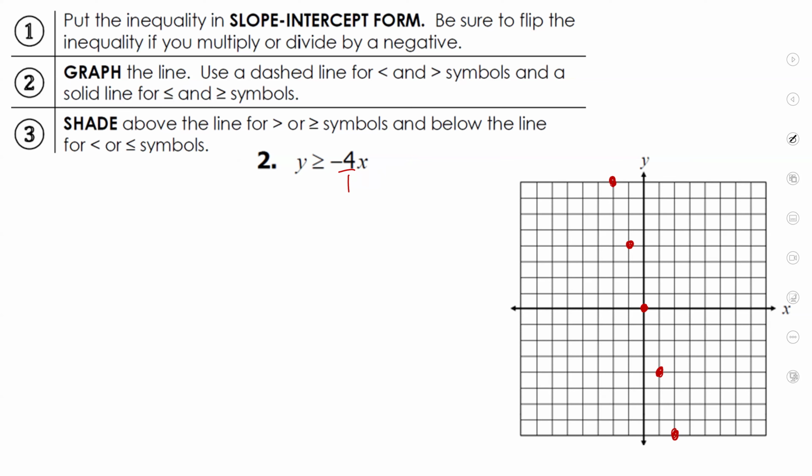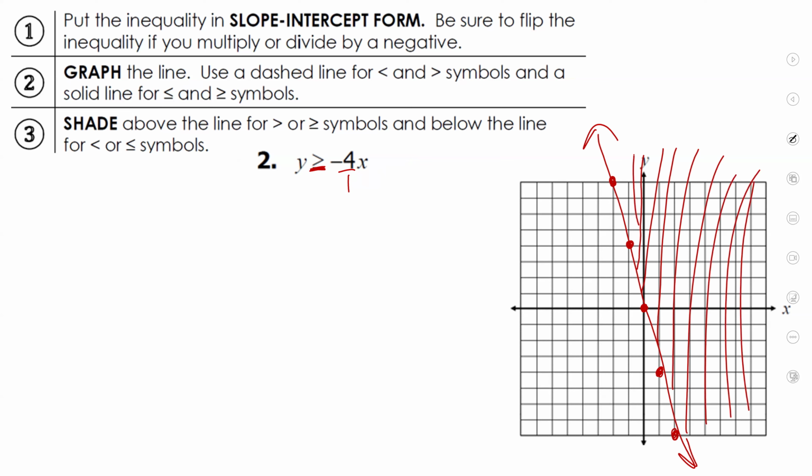What kind of line? Dashed or solid? Solid. Why? Yep. Greater than or equal to. If you have that little equal sign, you're going to have a solid line. So guys, put your pencil on the line and you go straight up. You shade above if you have a greater than symbol. This is the greater than symbol. Greater. So you need to shade up.